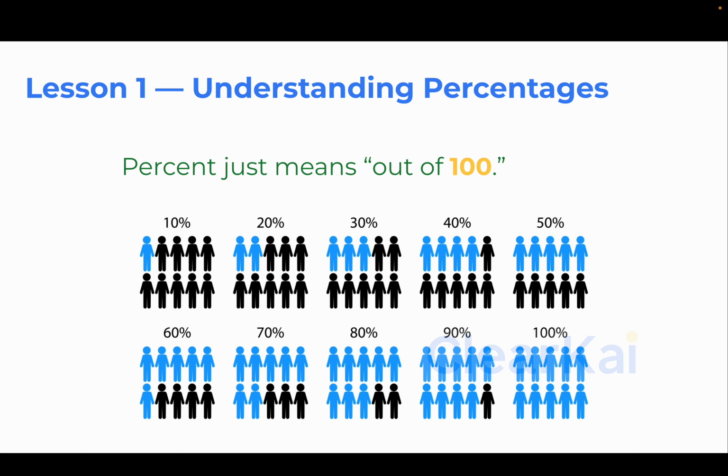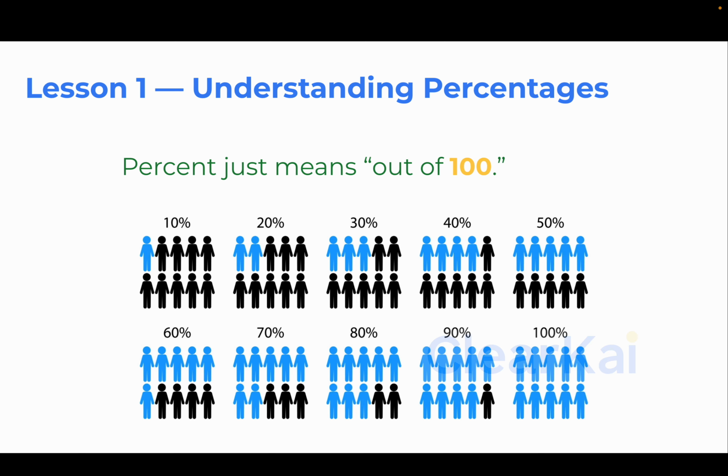When we talk about percent, we're really saying out of 100. For example, if I say 10%, I mean 10 out of every 100 parts. Or if we imagine 10 people here, one person out of 10 is highlighted in blue. Next, 20% means 2 out of every 10. 50% means half, 5 out of 10. And 100% means everyone, the whole group.